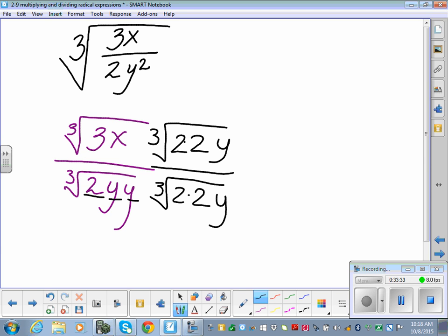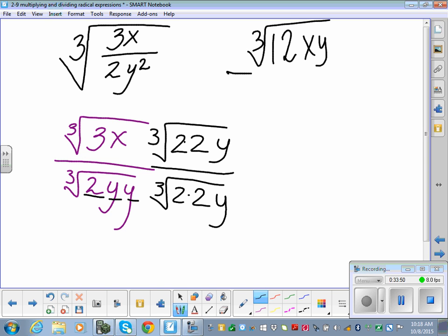So then on top we have the cube root of 2 times 2 times 3. Is there 3 of them that we can pull out? Those aren't the same, right? So they're going to stay. 2 times 2 is 4. 4 times 3, 12. Then we have an x and a y.